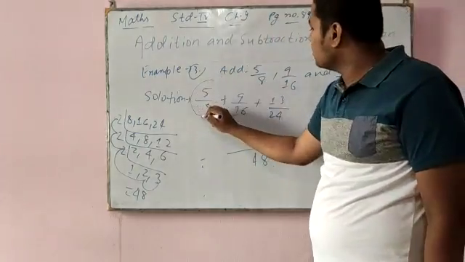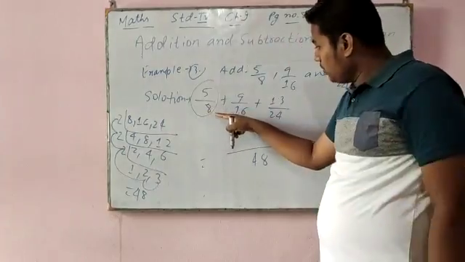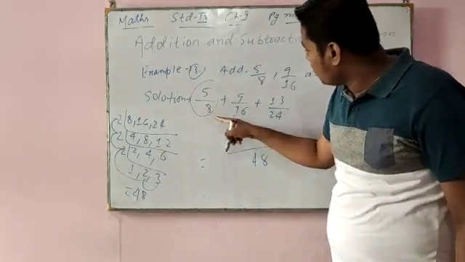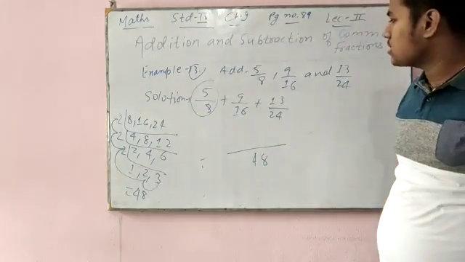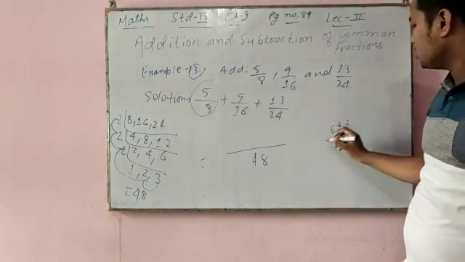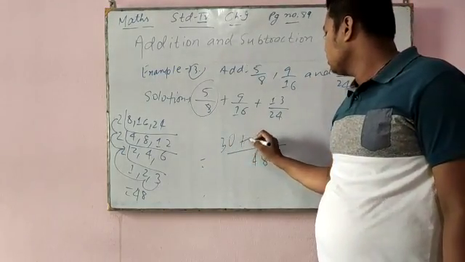So now come to this number. I told you, for the denominator we check in which table this 48 will come. So in the table of 8, 48 will come 6 times. So that 6 multiplies with the numerator 5. So 6 into 5 is what? 30. That number is over.